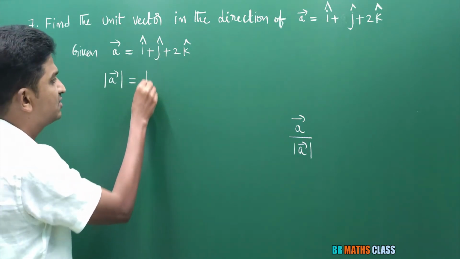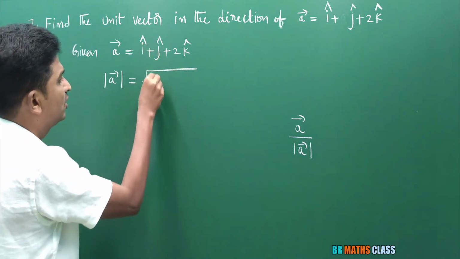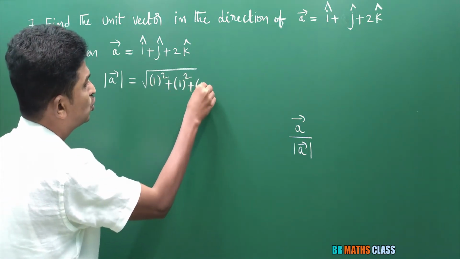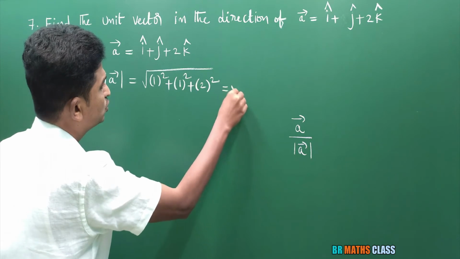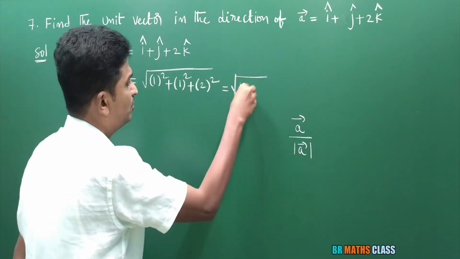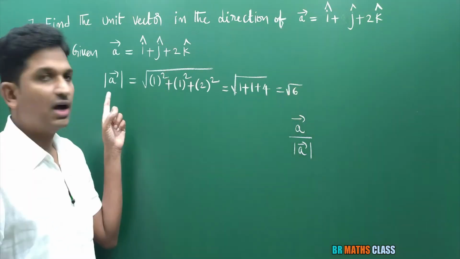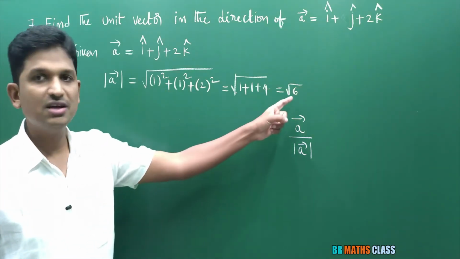So what is the magnitude of this vector? Square root of 1 whole square plus 1 whole square plus 2 whole square. That equals root over 1 plus 1 plus 4. That equals root 6. I got the magnitude of A bar as root 6.